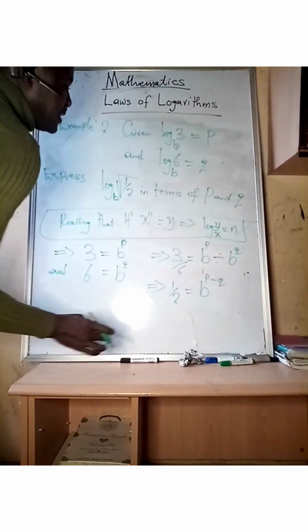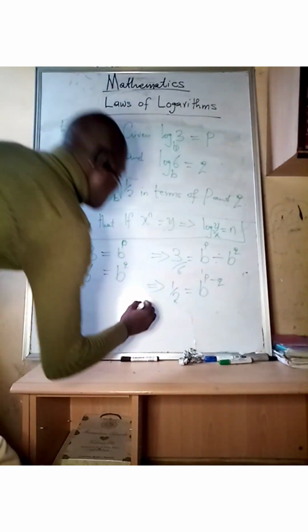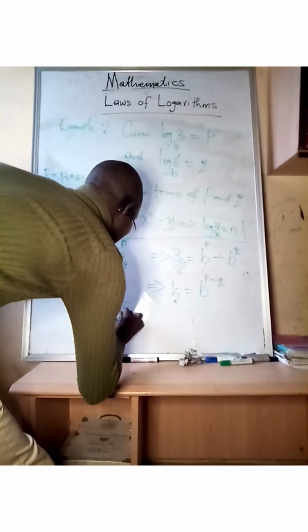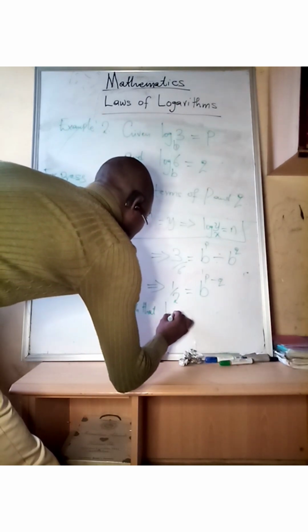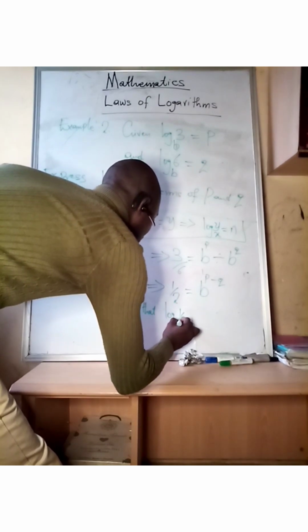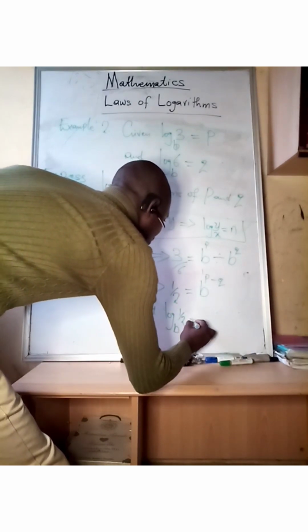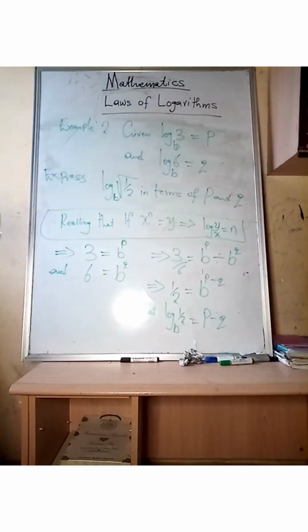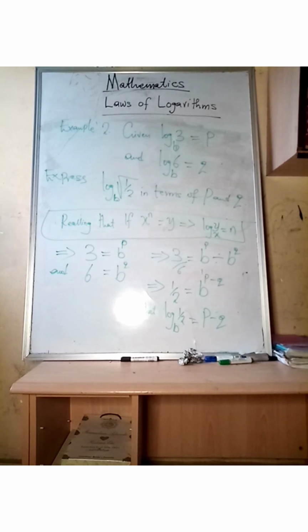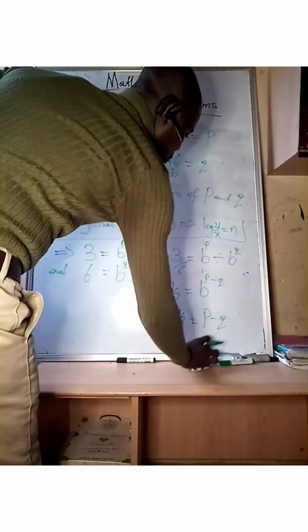So if we decide to take the logarithm of this to base b, such that log of 1 over 2 to base b will now be equal to p minus q, right? But what we are told to express in terms of p and q is the log of root of 1 over 2. So this is a deduction. This does not have a direct link. This is a deduction.